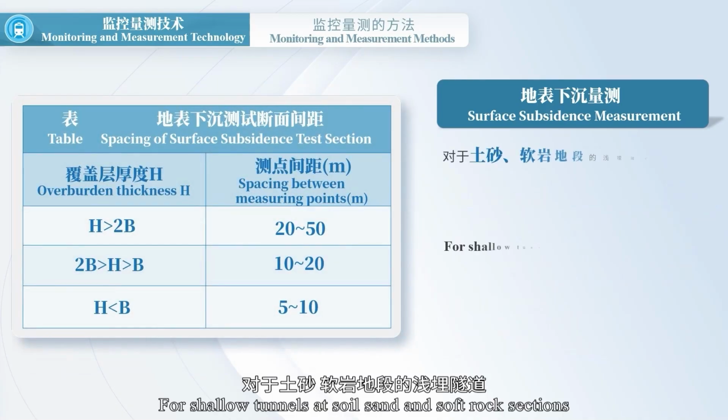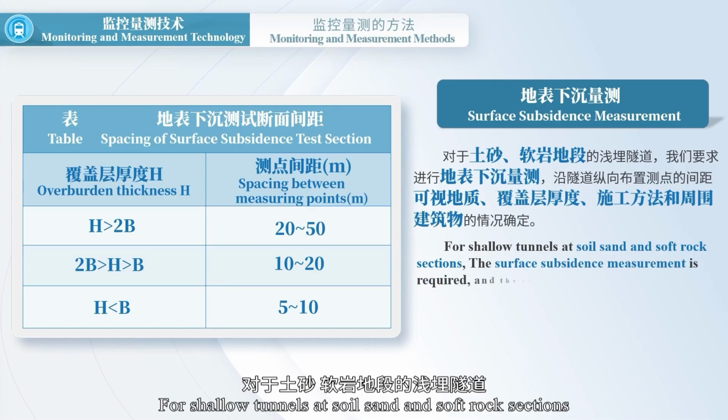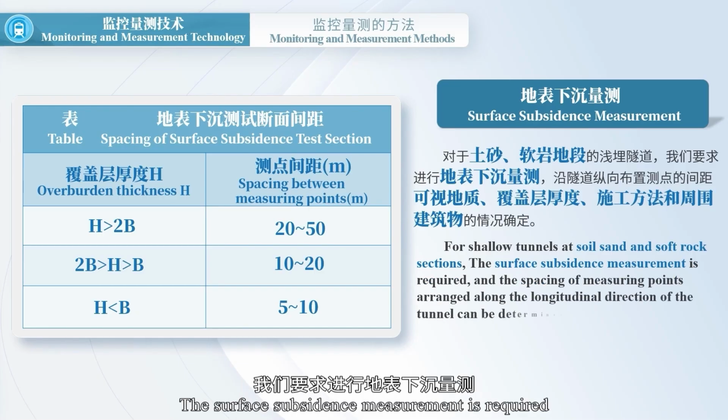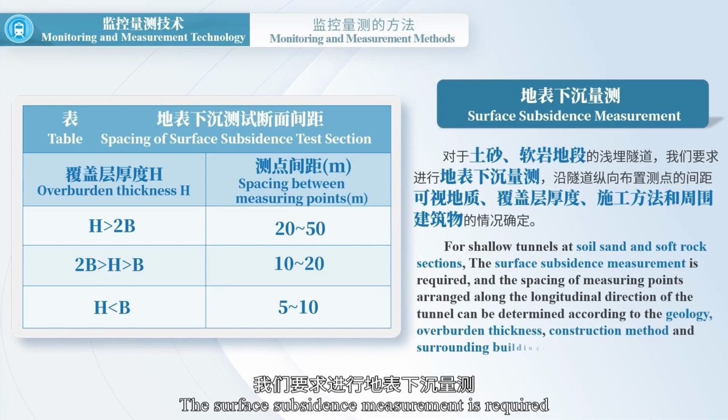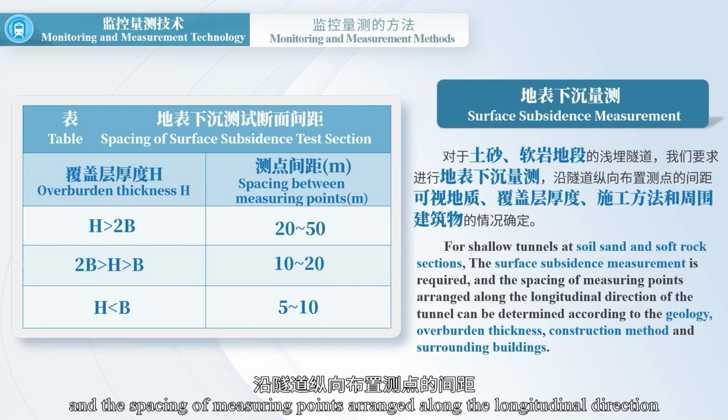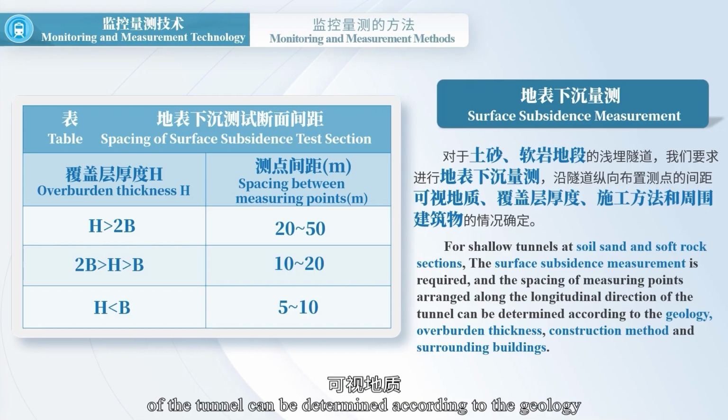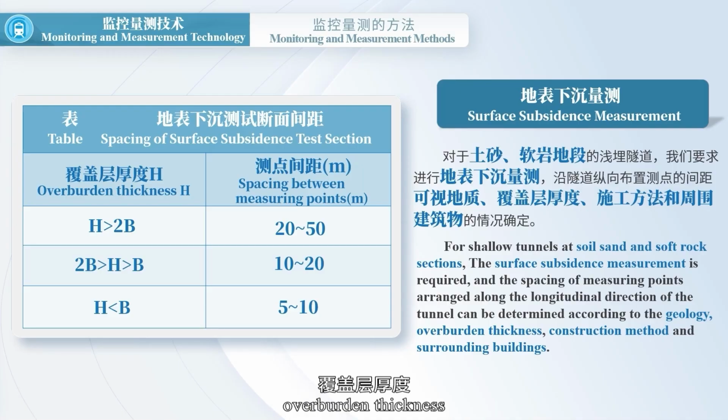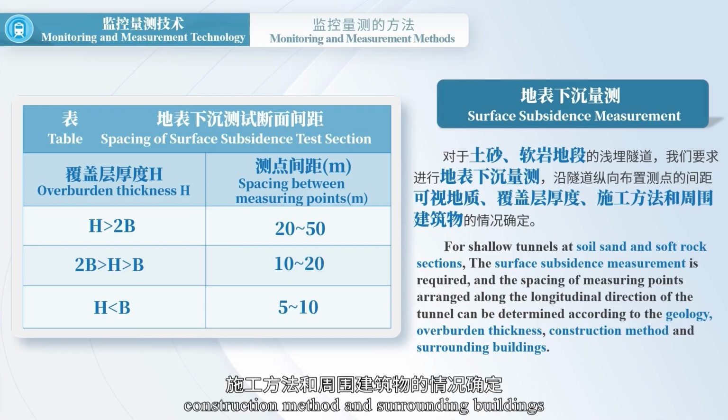For shallow tunnels at soil sand and soft rock sections, the surface subsidence measurement is required, and the spacing of measuring points arranged along the longitudinal direction of the tunnel can be determined according to the geology, overburden thickness, construction method, and surrounding buildings.